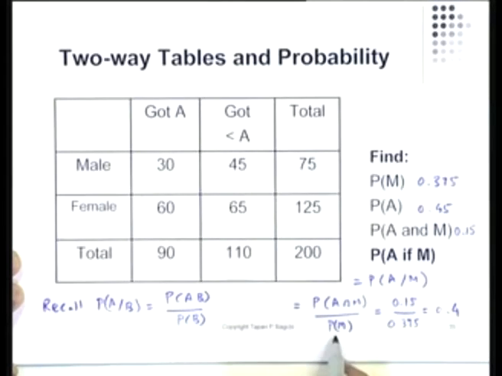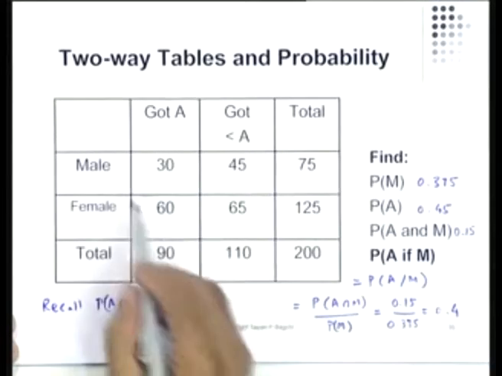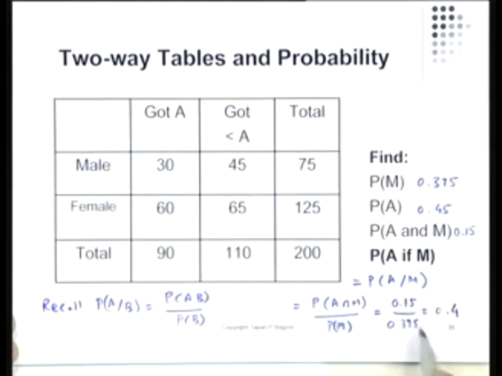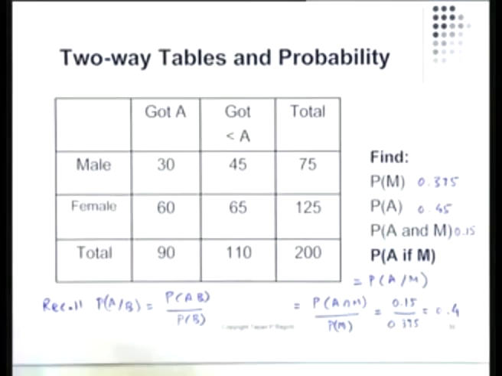And then, when I'm using my conditional probability formula, I have probability A given B equal to probability AB divided by probability B, which turns out to be probability A intersection M divided by P(M). P(M) in this case, I have already calculated, is 0.375. So 0.15 divided by 0.375.